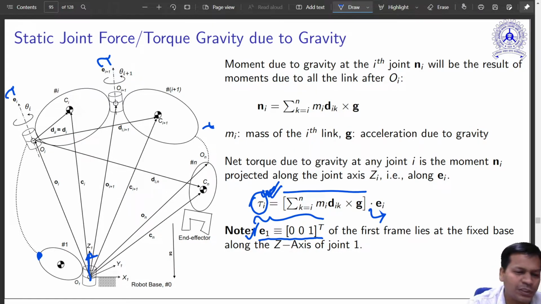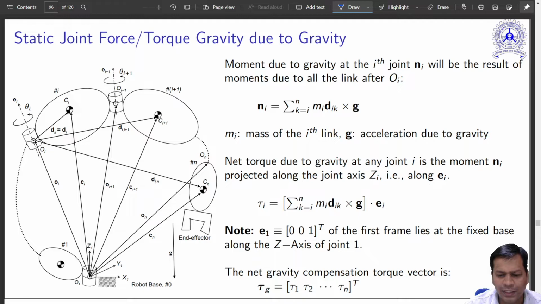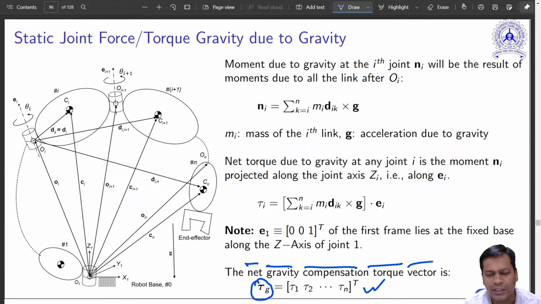Okay, so this is only responsible for creating motion. Now I'll arrange all this in a single matrix like this. So this is the complete gravity torque. The net gravity compensation torque vector is an array of all the torques, from T1, T2, T3, T4 till Tn.